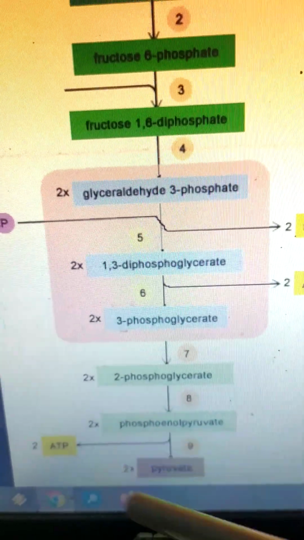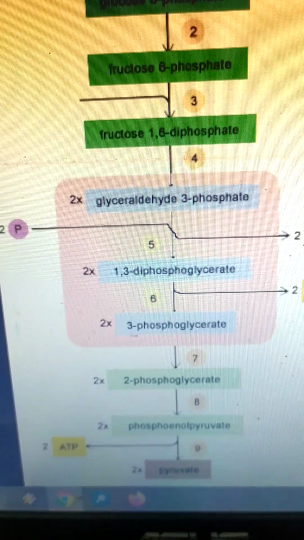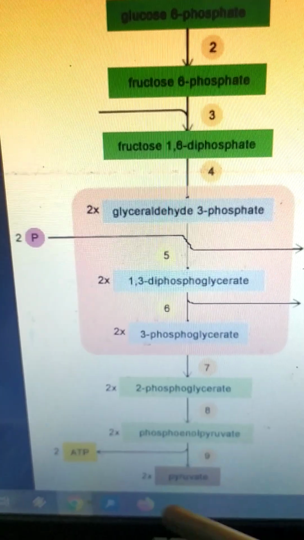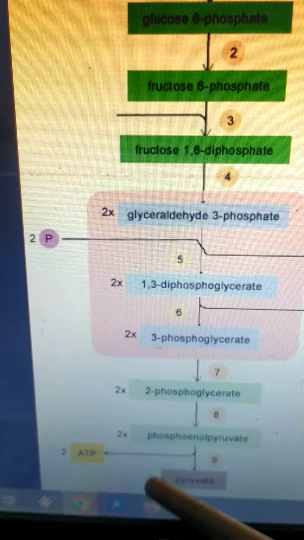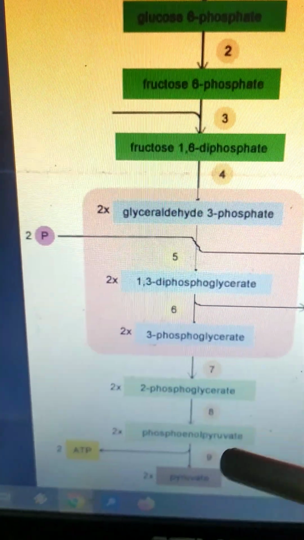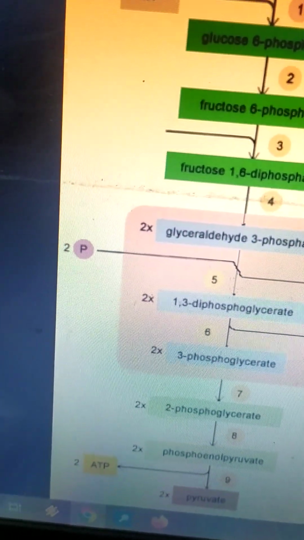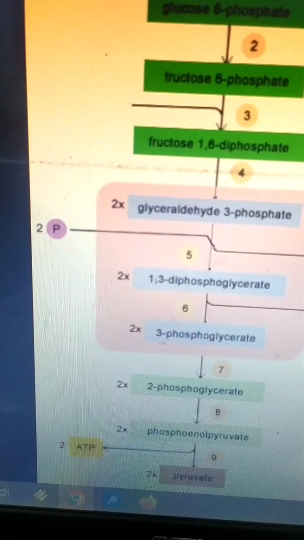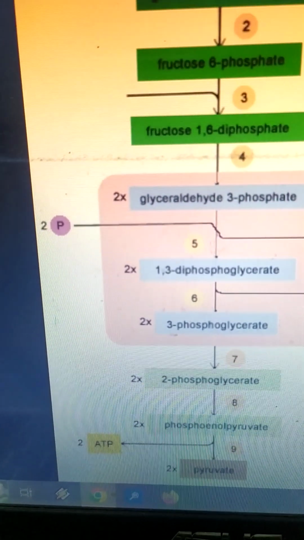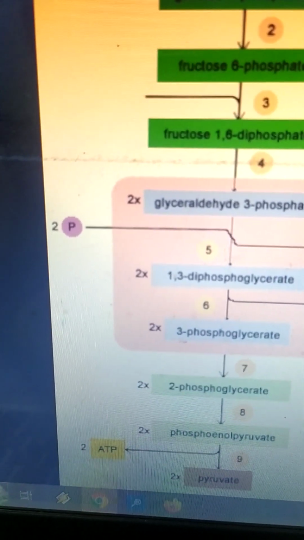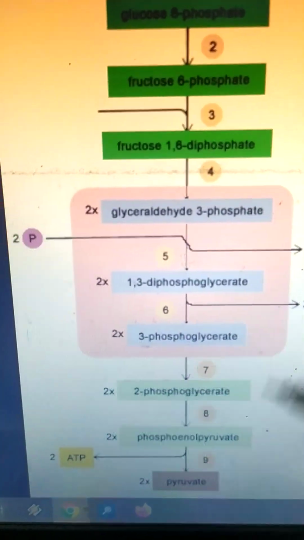So pyruvate, if oxygen is present, will enter into the Krebs cycle. And in the absence of oxygen, there is anaerobic glycolysis. Anaerobic glycolysis also happens in RBC. In RBC there is anaerobic glycolysis even though it has a lot of oxygen, and almost all tissues have the capacity to break down glucose into pyruvate.